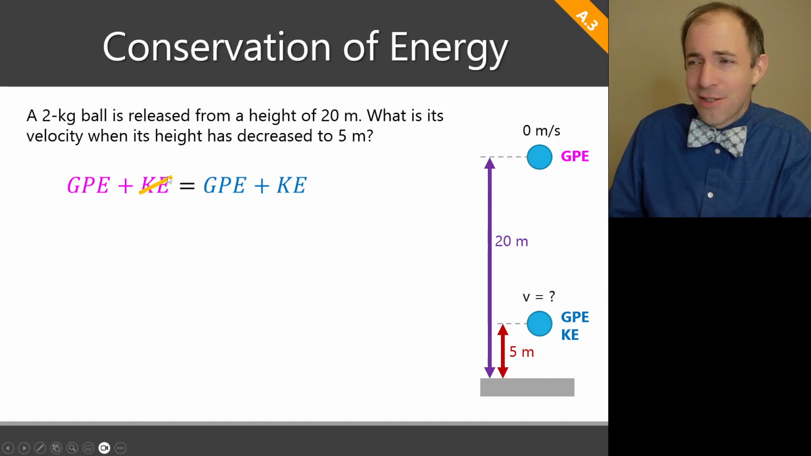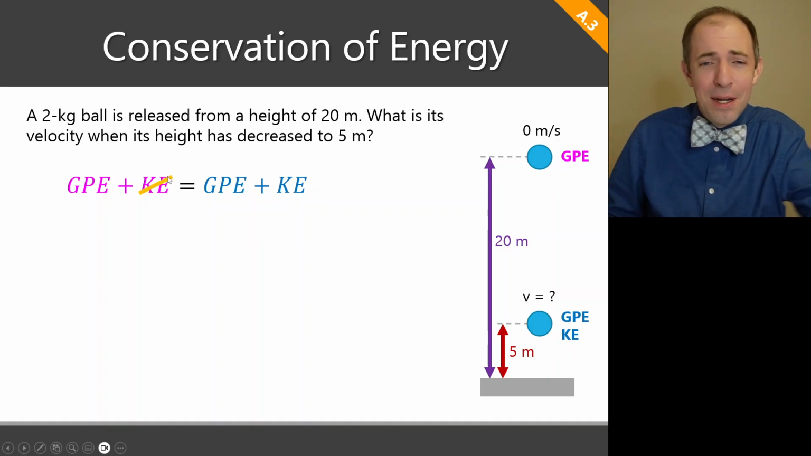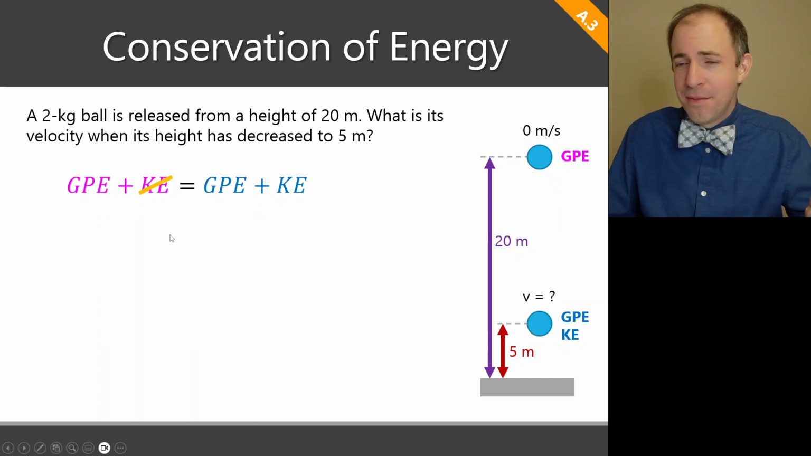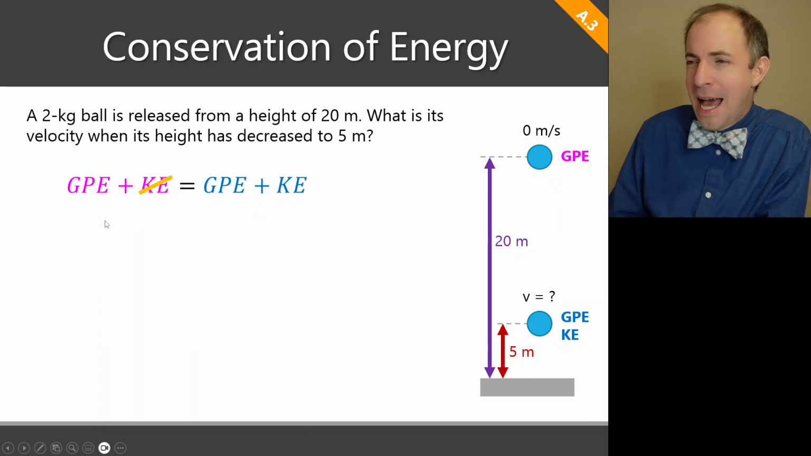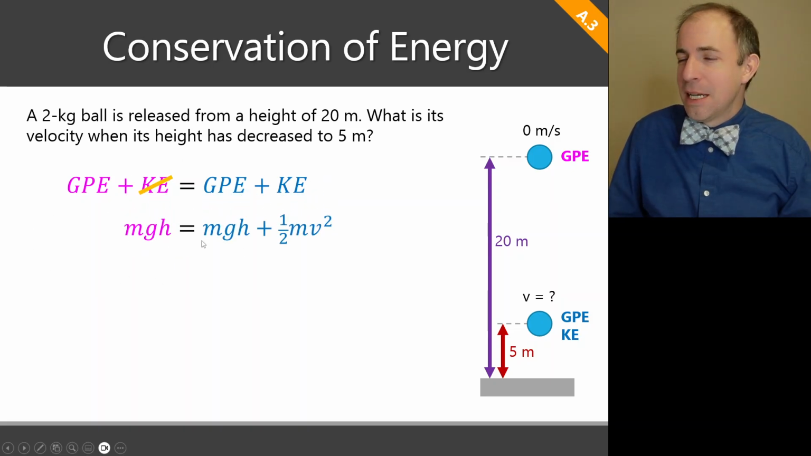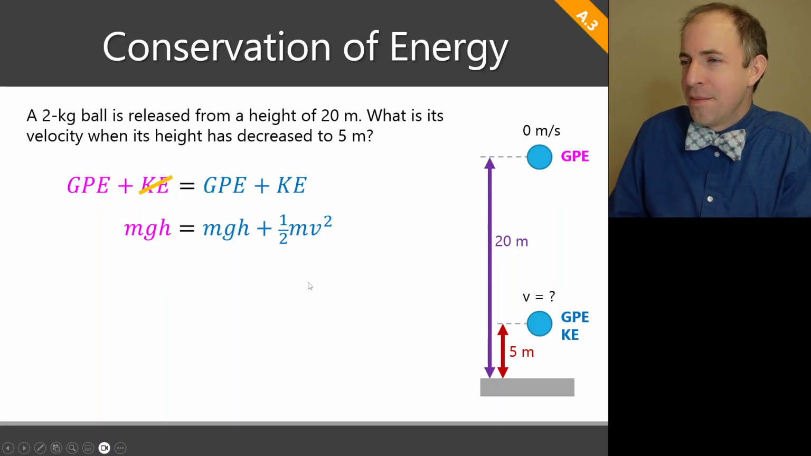So I can just cancel out that kinetic energy. I wouldn't have to. I could put 1/2 mv squared where v is 0. It would just become 0. I wouldn't have to worry about it. But now I'm going to use this shorter form and then plug in the equations. mgh initial is equal to mgh final plus 1/2 mv squared.